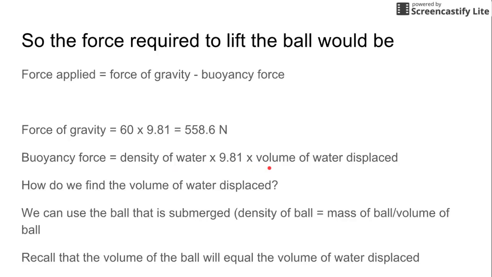Volume of water displaced. How do we figure out that volume of water displaced? That's kind of tricky. Well, we know that the ball is submerged in water. It's completely under the water when we're lifting it up. So the volume of the water that's displaced is going to equal the volume of the ball, because the ball, as it's underneath the water, is going to displace that water. So we can use an equation: density equals the mass of the ball divided by the volume of the ball, and that volume of the ball will equal the volume of the water.